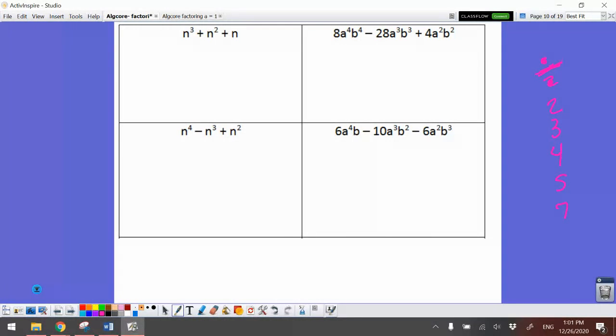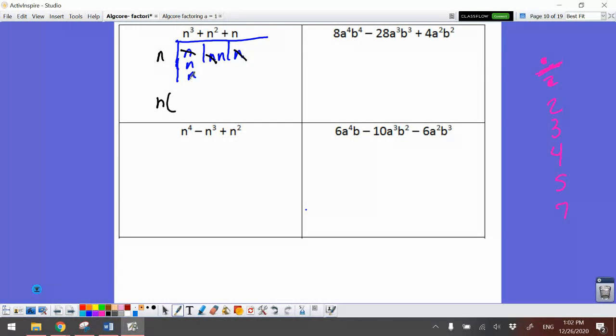So the first thing that I notice on this first one is that there's no numbers. So nothing other than ones, and I'm not going to factor out a 1. So then I'm going to go ahead and just work on factoring out variables. So this one has 3 n's, this one has 2, and this one has 1. So I can take out 1 n, and I'm done. I can't go any further. So I'm factoring out an n.